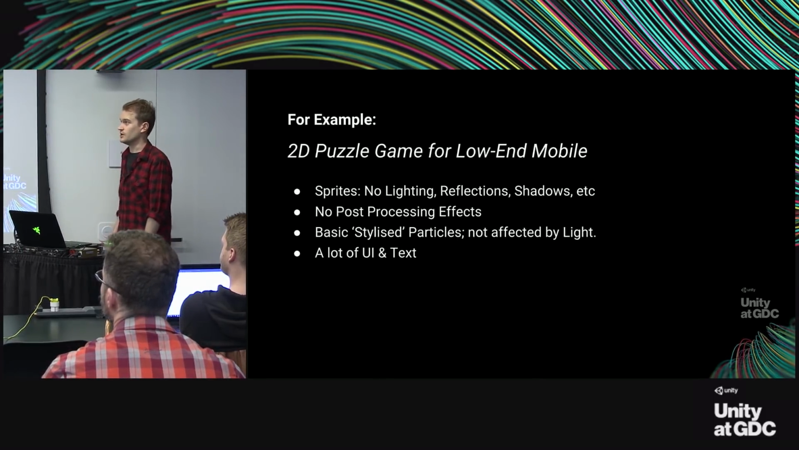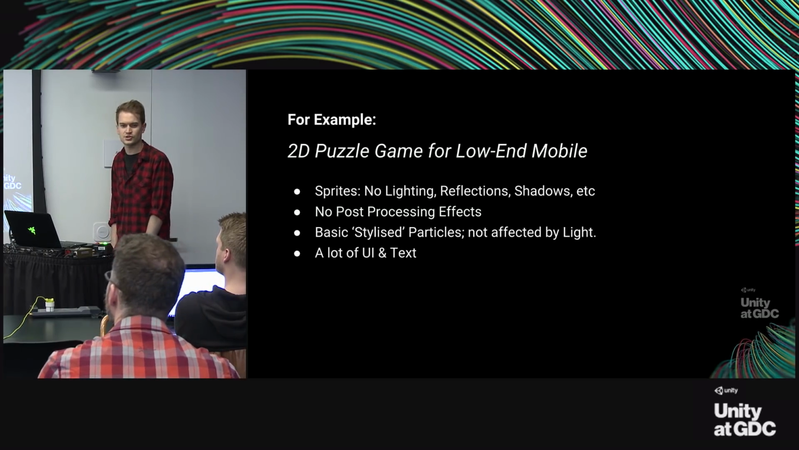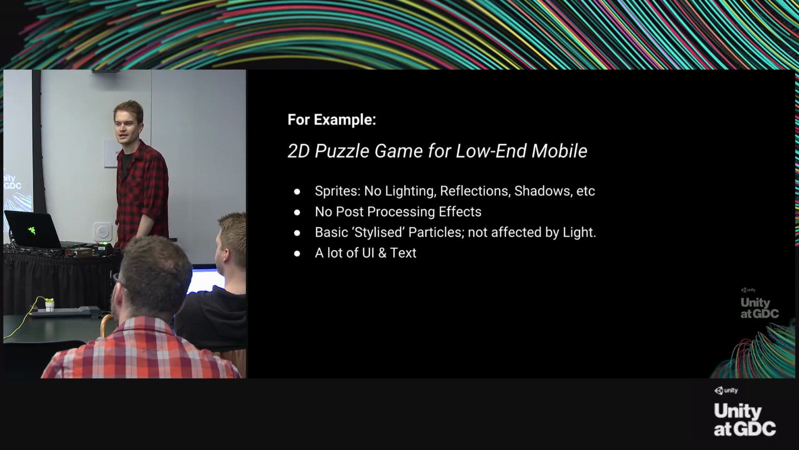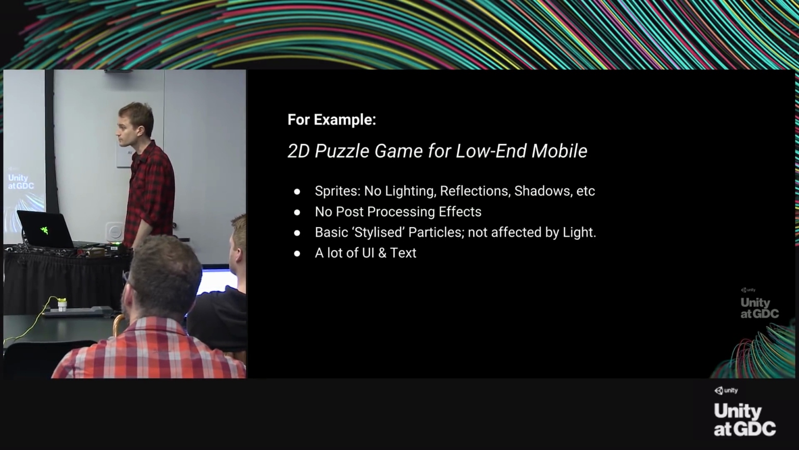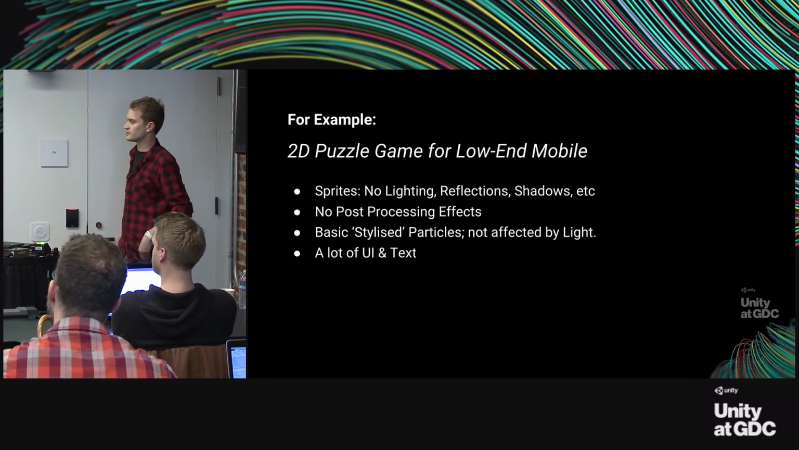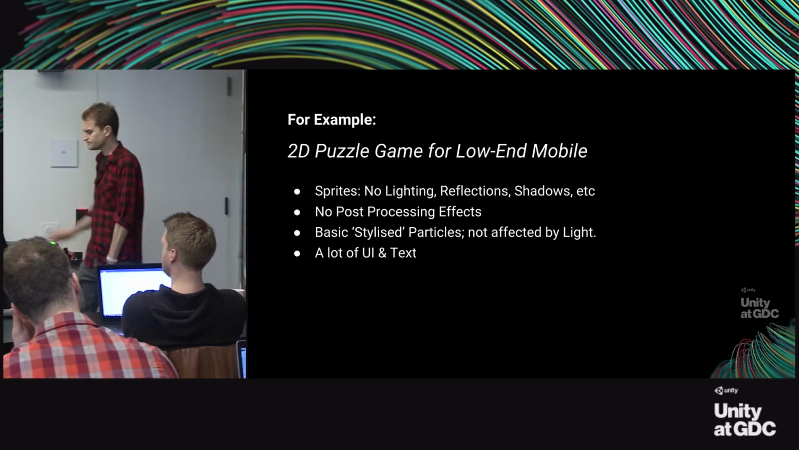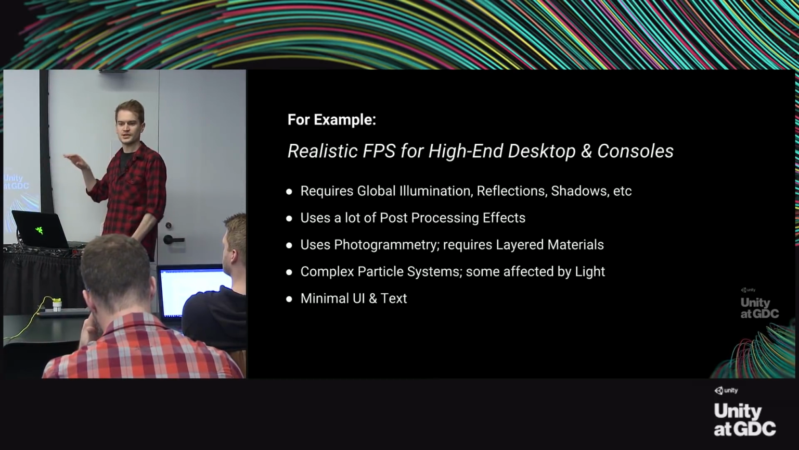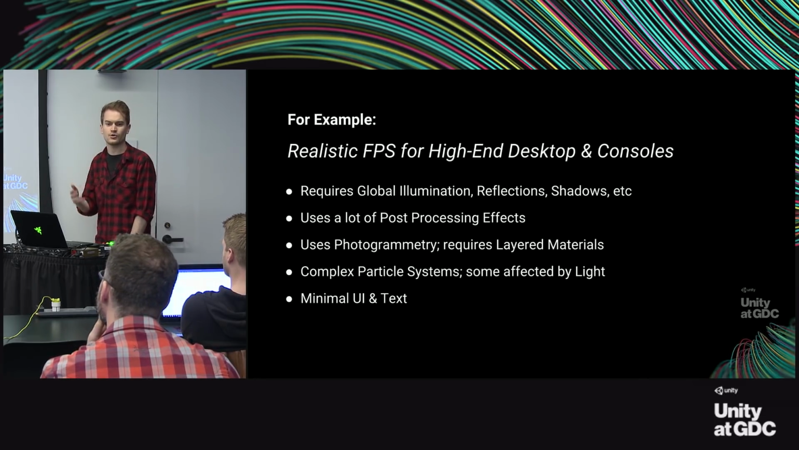And then if you keep going, you have a 2D puzzle game for low-end mobile. Very different design. You have sprites with no lighting, reflections, or shadows. They don't want to add metallic maps to tiny little cute things that are exploding or something like that. No post-processing effects because they're targeting performance, and they don't need it. Basic stylized particles, like some confetti that explodes, that's not affected by light, and potentially lots of UI and text on the screen. So these three examples are basically showing three different game scenarios where you'd factor in a lot of how your game is rendered and the different features that are required.